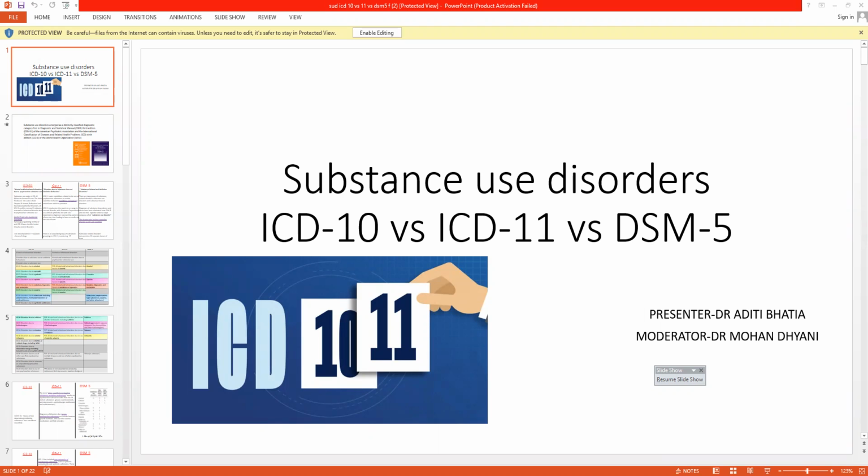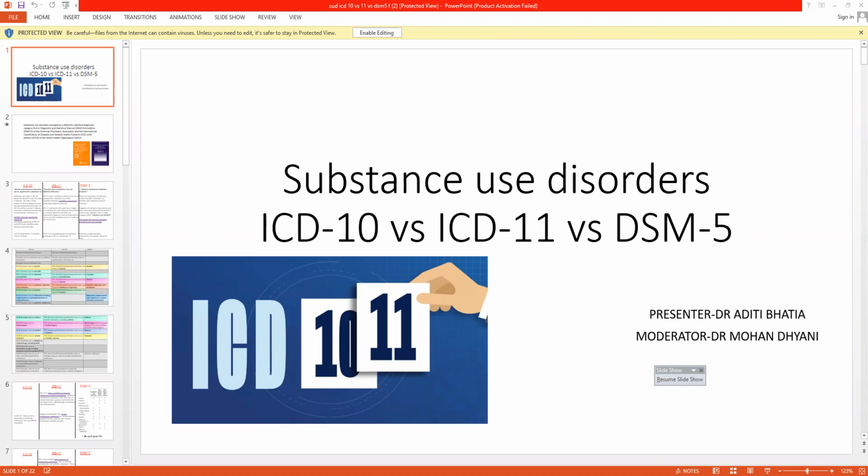In DSM-5, at least two of the following must occur within a 12-month period: craving and urges to use the substance; persistent desire or unsuccessful efforts to cut down or control substance use; the substance is often taken in larger amounts or over a longer period than was intended; recurrent substance use resulting in failure to fulfill major role obligations at work, school, or home; a great deal of time spent in activities necessary to obtain the substance, use the substance, or recover from its effects; important social, occupational, or recreational activities are given up or reduced because of substance use.